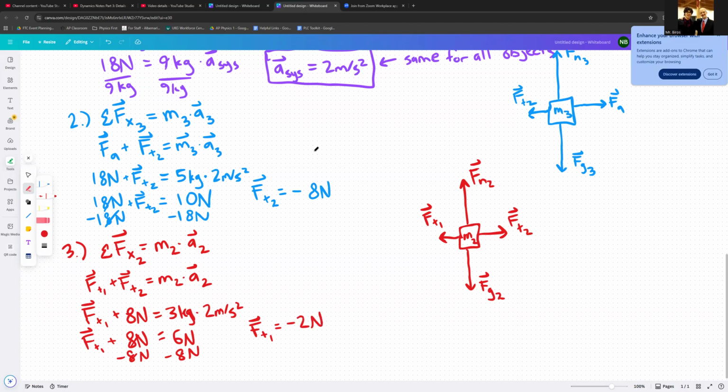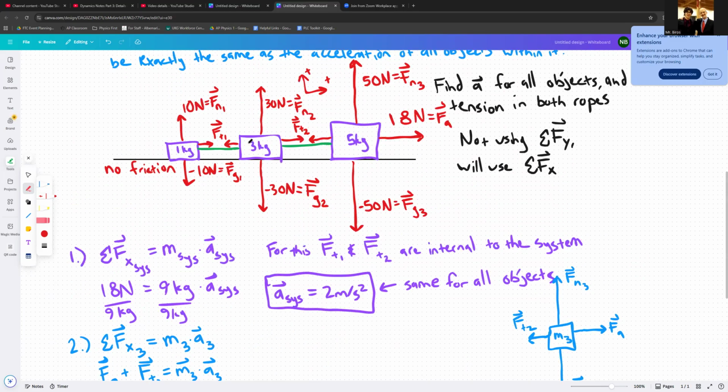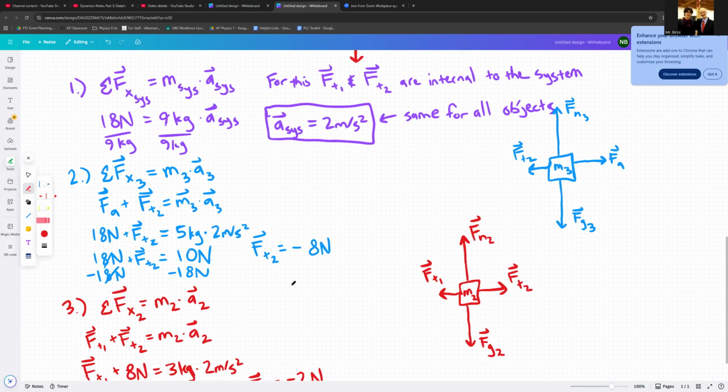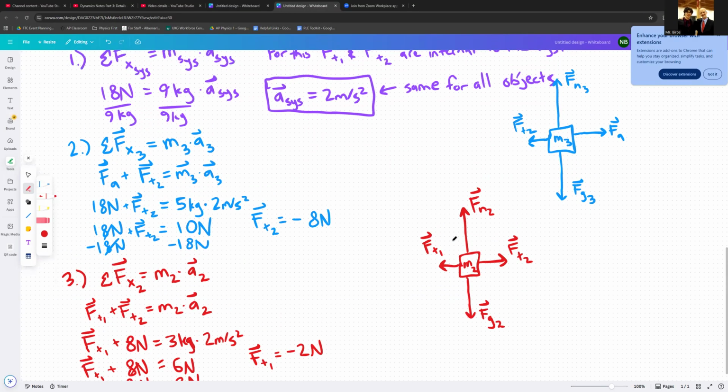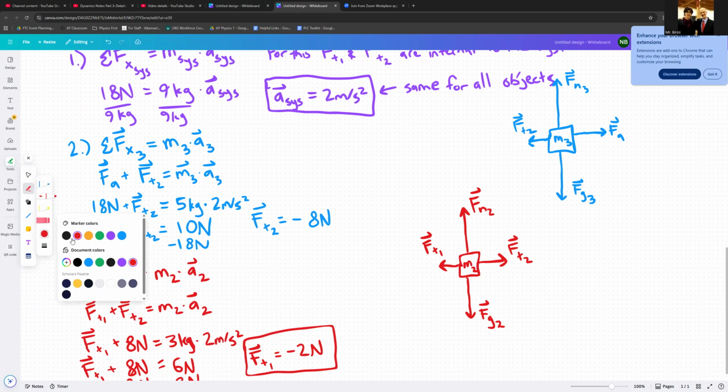Once again, this is only negative here because the tension in the left rope, Ft1, is pulling to the left on the 3 kilogram object, mass 2, and it's pulling to the right on the 1 kilogram object, mass number 1. So it's negative here because we're looking at the side of the rope that is attached to the middle object, and it's pulling to the left. It's pulling negative on this particular object. So that's why we got negative, just like we did up here. All right, again, absolute values is good to keep in mind because the absolute value of this tension is 2 newtons in the left rope and 8 newtons in the right.